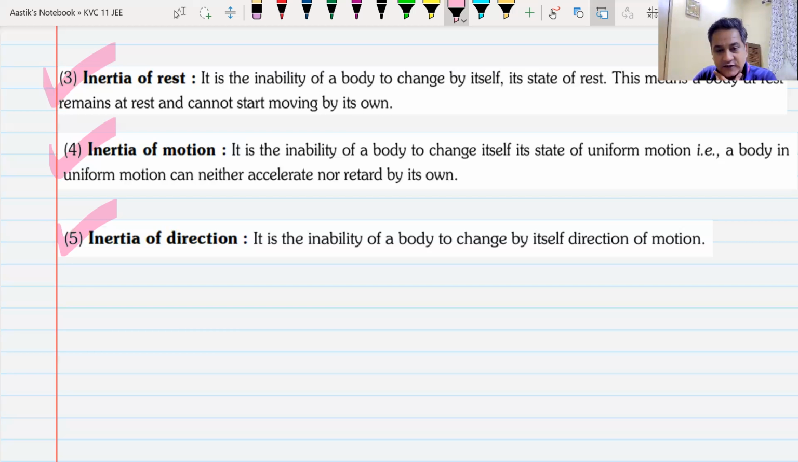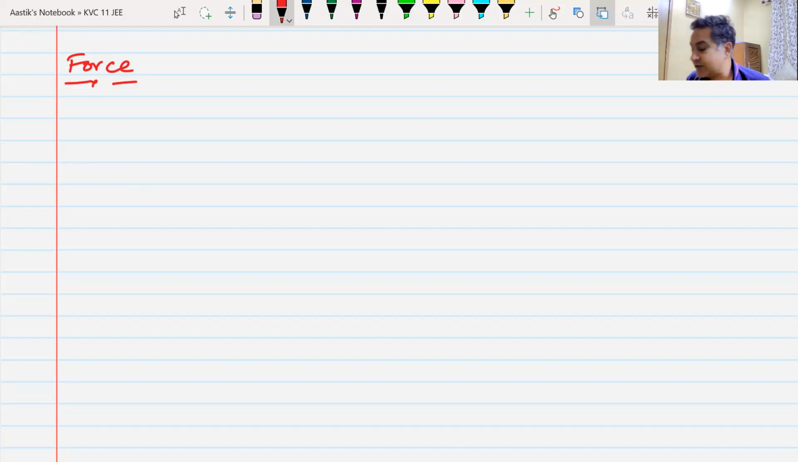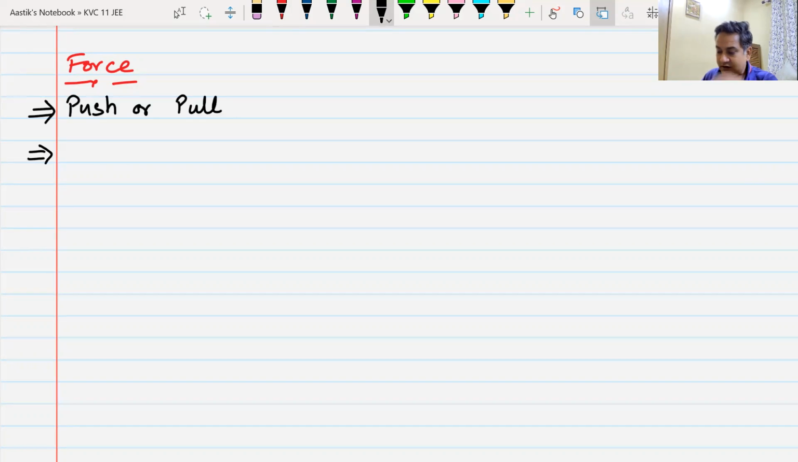Okay. Inertia of rest, inertia of motion, and inertia of direction we have seen. Now, since we talked about force in Newton's first law of motion, we must now concentrate on force. What do you mean by force? You must have heard in your ninth standard, a push or a pull is called force. You can write it point wise. It is a push or a pull. Now, instead of calling it a push or a pull, because right now we are not in ninth standard and we are probably in 11th standard.